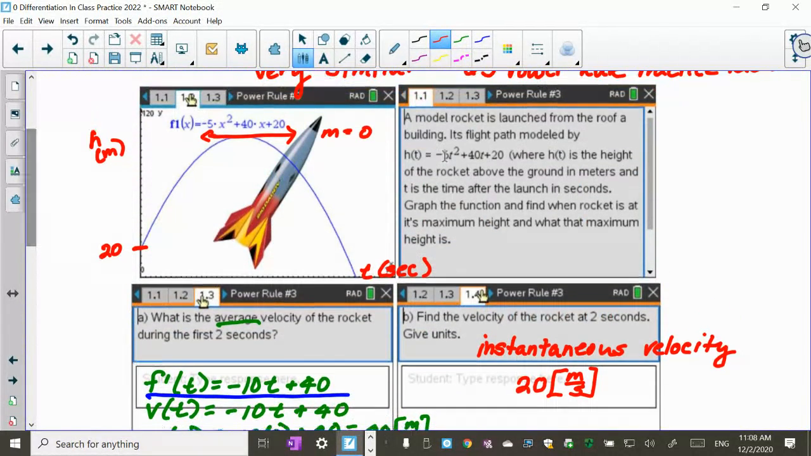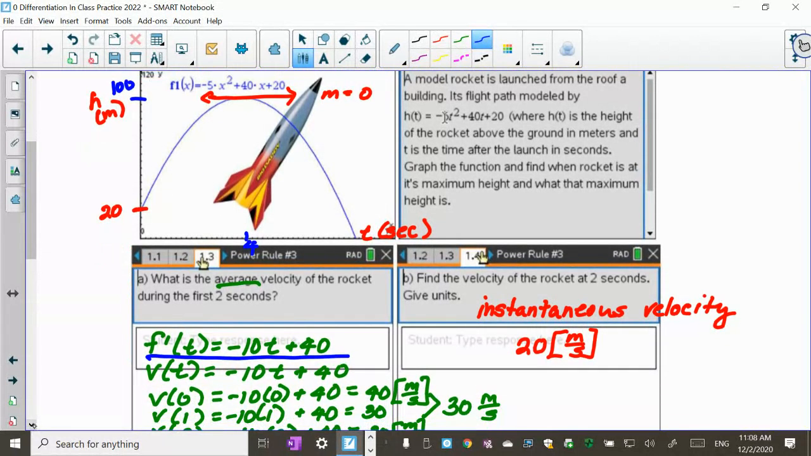Okay, so I'm going to come here and say, all right, this is 4 seconds, right here in the middle, and this is 100 meters right here, is my height. So the point (4, 100) is actually the vertex of my parabola.